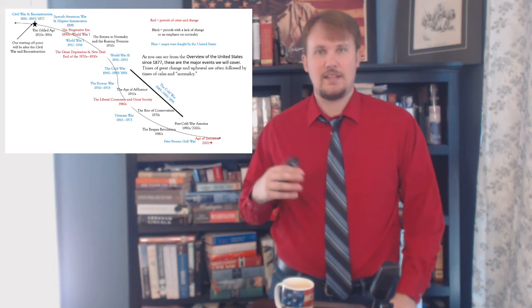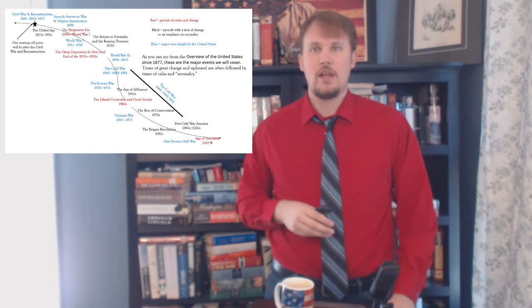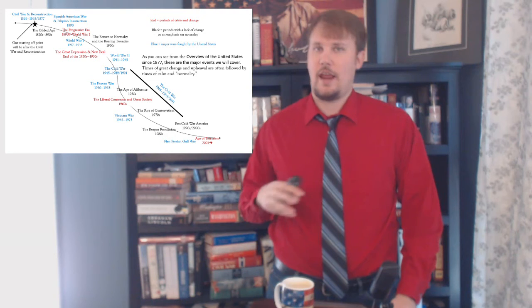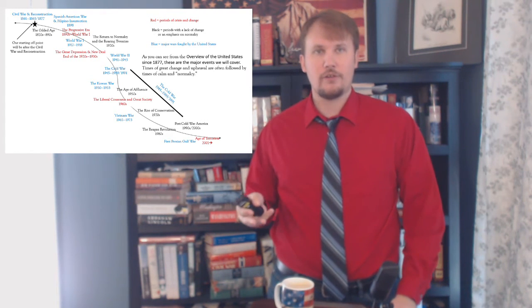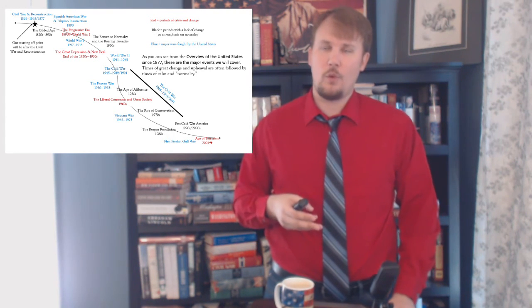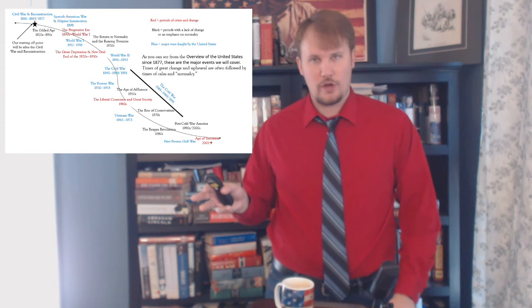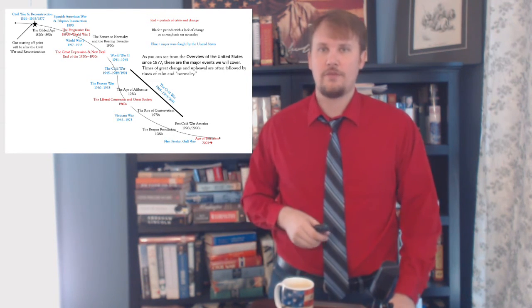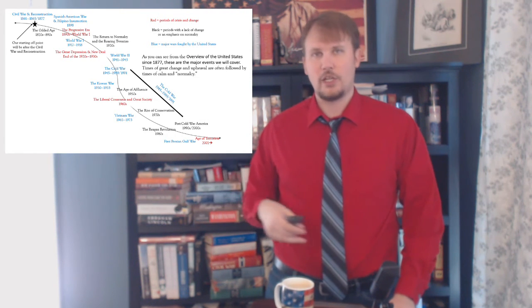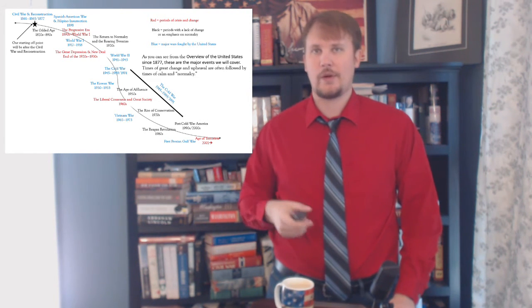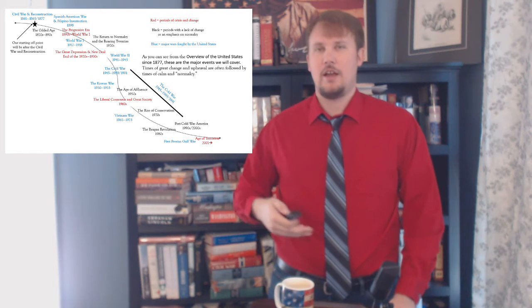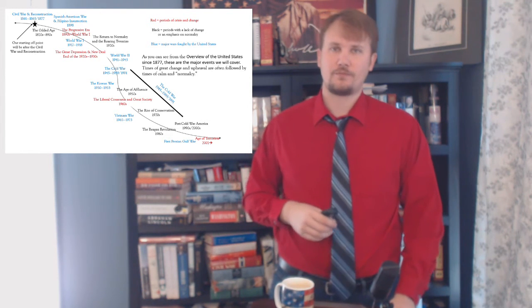Now, as you can see from the overview of the United States since 1877, that PDF file, these are the major events, eras, and wars we'll cover. So we'll start after the Civil War and Reconstruction, in the 1860s and 70s, and then we'll try to make it to the year 2000. You should print this off and look at it from time to time so you know where we're at when we're studying each section of history.